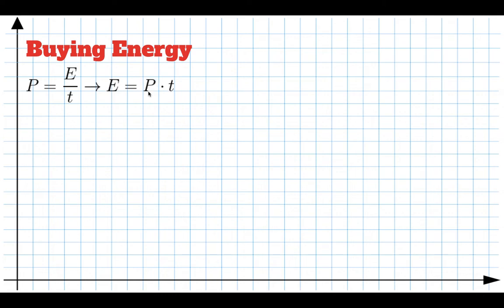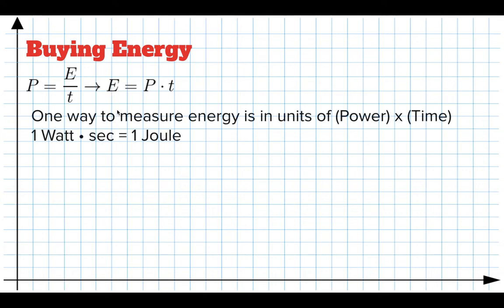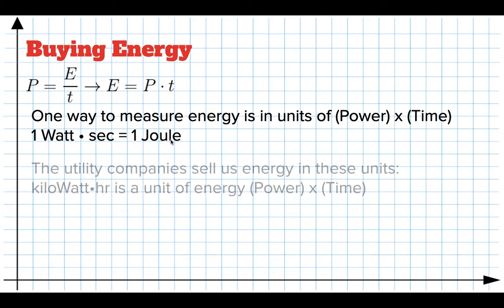Power is joules per second, and time is seconds. So joules per second times second will tell you how many joules of energy you have. So one way that you can measure energy is in units of power times time. So a watt second is just a goofy way to measure a joule because a watt is a joule per second. So if you had a joule per second times a second, you'd get a joule. So a watt second is a unit of energy, not power.